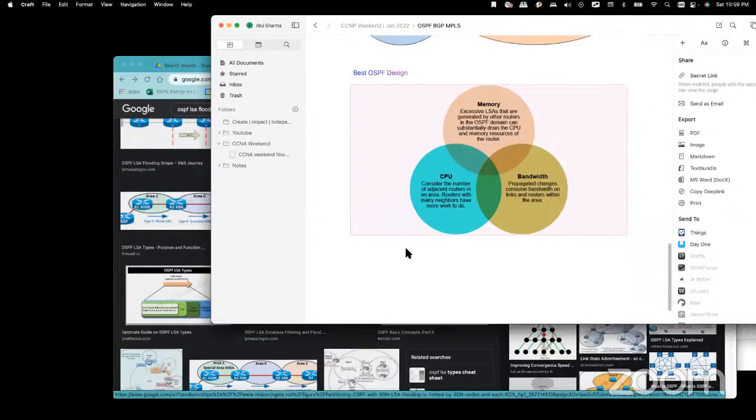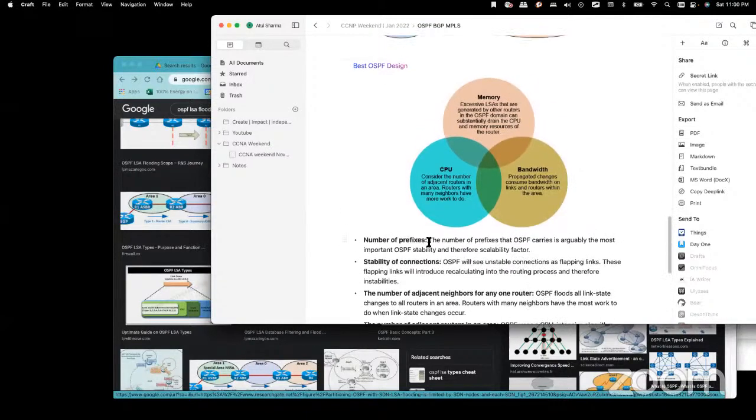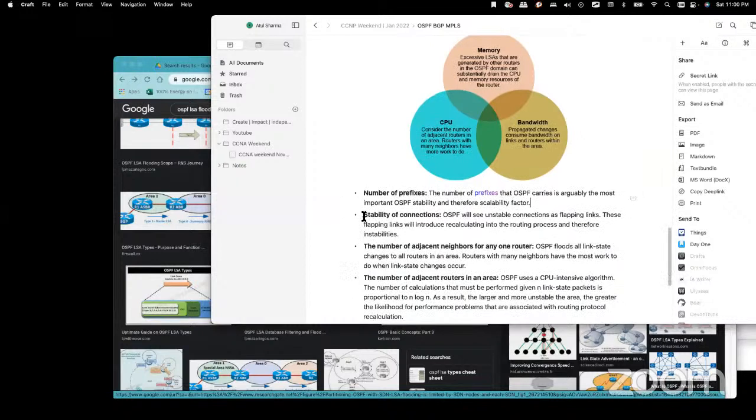So what do we need to look at in OSPF design? When we design OSPF, we need to make sure about the routes. If we have a lot of prefixes, meaning networks, then if you have a lot of routes, it is going to create a problem in the stability and scalability factor. The number of prefixes that OSPF carries is arguably the most important OSPF stability and therefore scalability factor, right? The second is stability of connection.